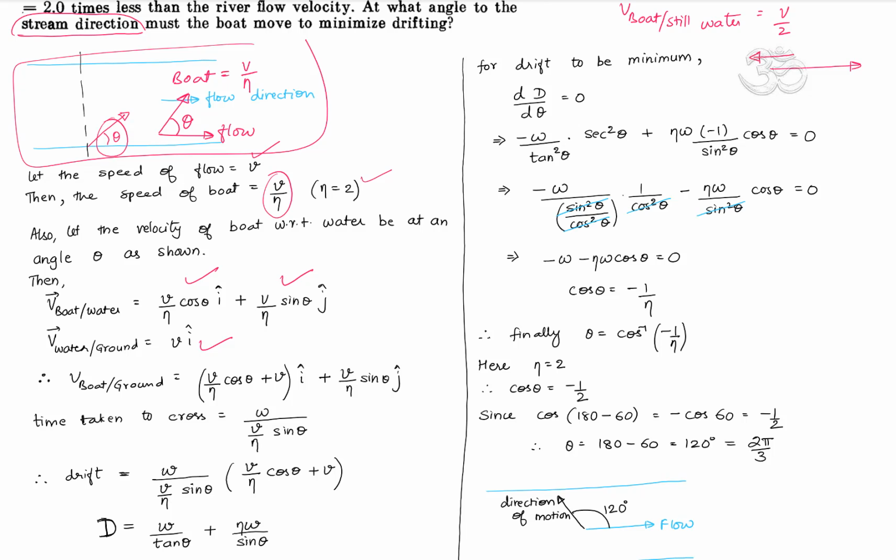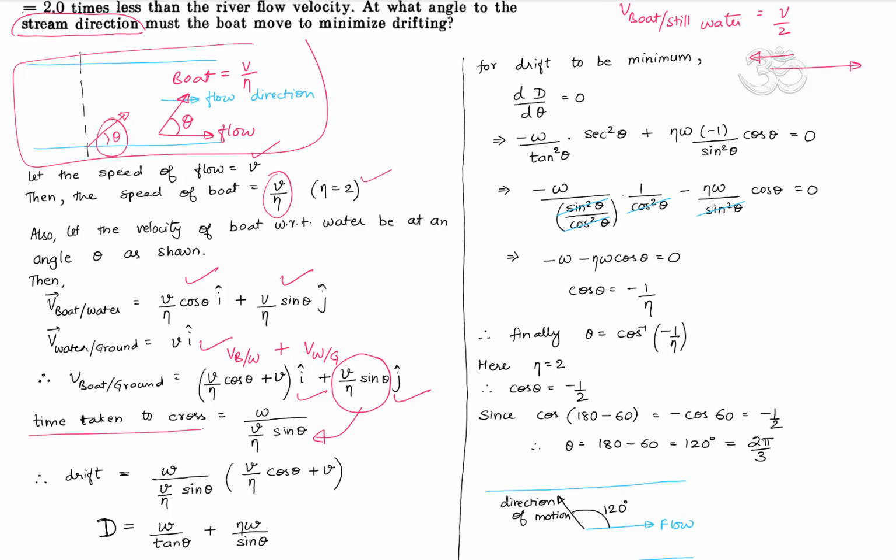So the total velocity of the boat with respect to ground is the velocity of the boat with respect to water plus the velocity of water with respect to ground. And clubbing the i cap terms together and j cap terms together, we end up with this expression. Now this j cap term shows us the velocity at which the boat is crossing the river. So with the help of this, we can find out the time taken to cross. Time taken to cross would be the total width by this velocity.